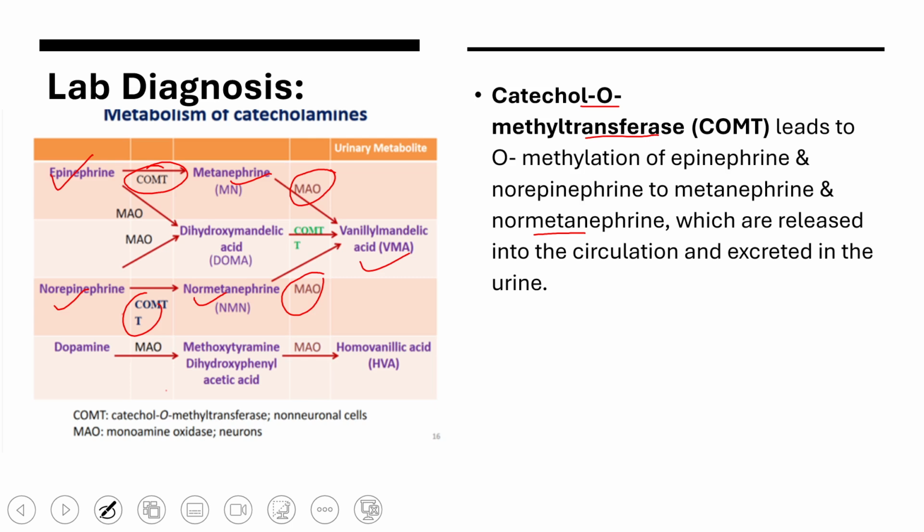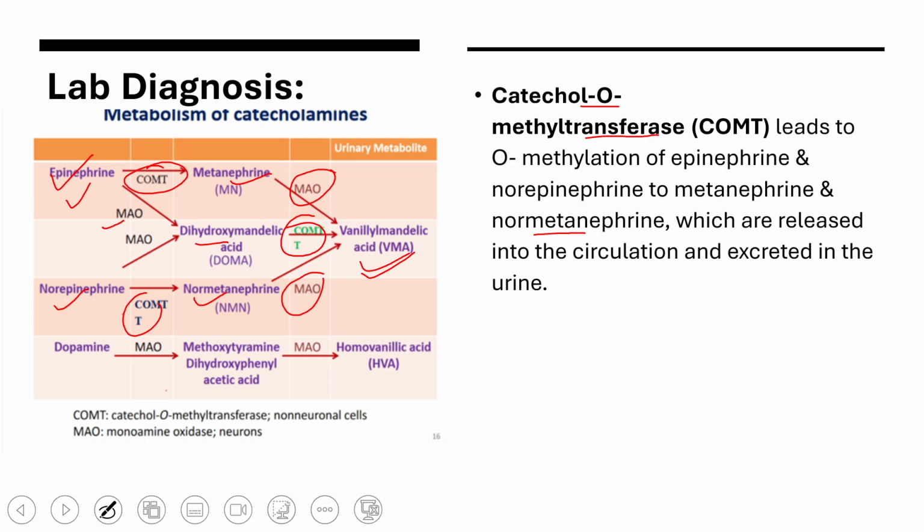And if initially this epinephrine is acted upon by monoamine oxidase, then that will form the dihydroxymandelic acid, and this will also happen with the norepinephrine. So at that condition, this catechol O-methyl transferase acts on the second stage, and that will convert this dihydroxymandelic acid to vanillylmandelic acid.